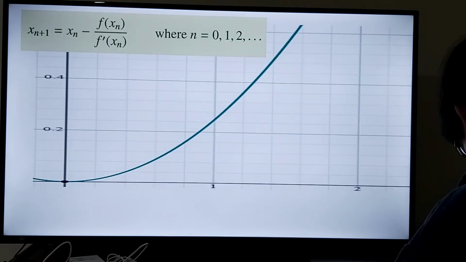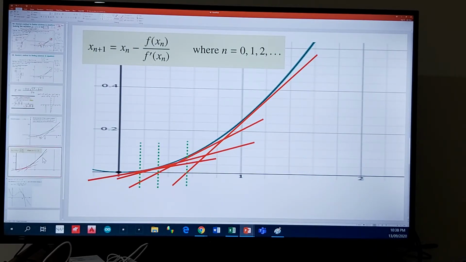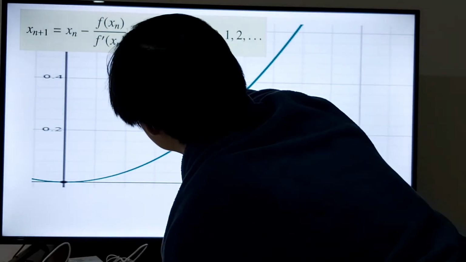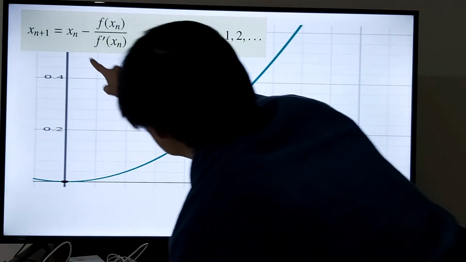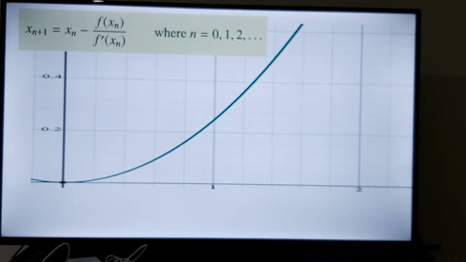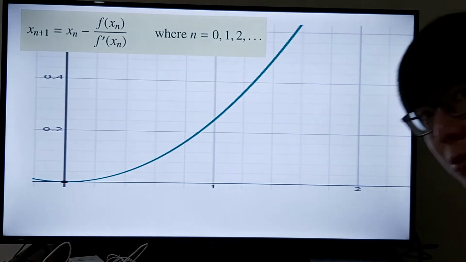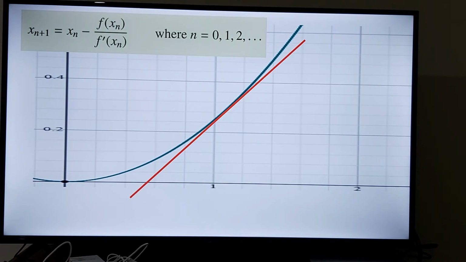So, okay, now let me show you this one again. The pictorial idea: Newton's method is using this relationship. This is the key formula for Newton's method. Xn is the original number that you choose. Xn plus 1 is the answer by doing one step. How accurate you want this to be depends on how many steps you do. Steps is n. So this is the first one.